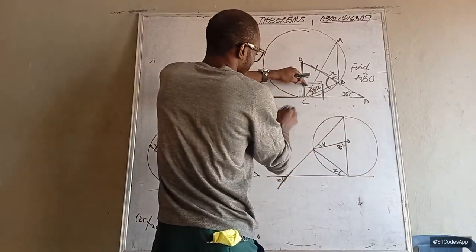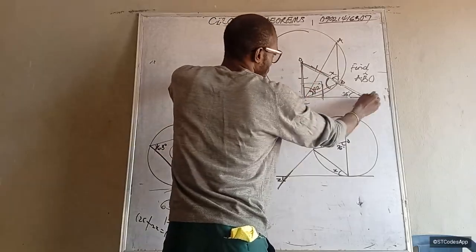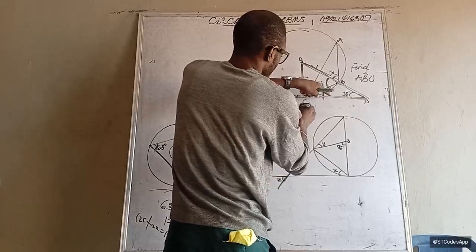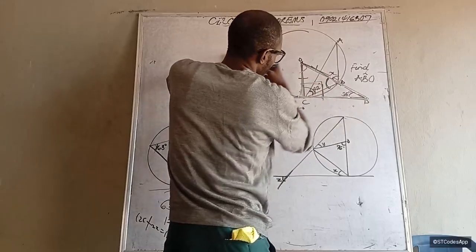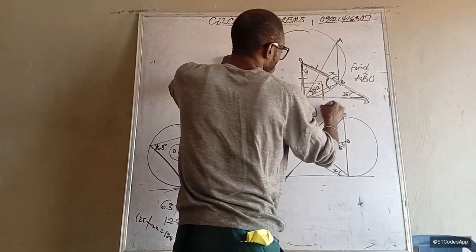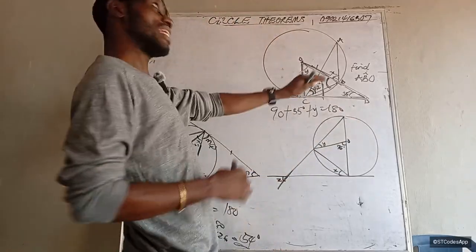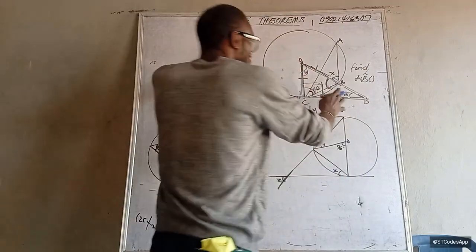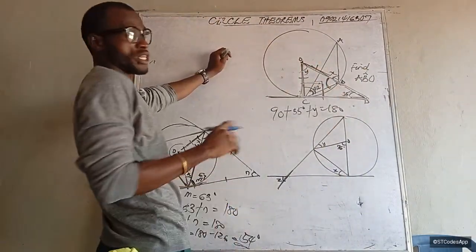So if it is 90 degrees, look at this triangle here. The sum of angles in a triangle is 180. So we have 90 plus 35 degrees plus this side, let's call this side y, equals 180 degrees. This side will help us to find that place. That's what we're trying to do.